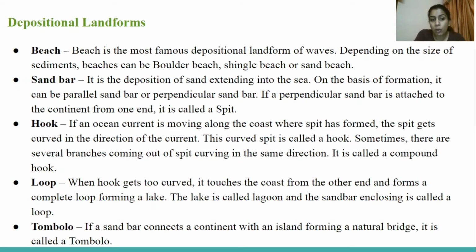Loop. When a hook gets too curved, it touches the coast from one end and forms a complete loop, forming a lake. The lake is called a lagoon and the sandbar enclosing it is called a loop. Tombolo. If a sandbar connects a continent with an island, forming a natural bridge, it is called a tombolo.